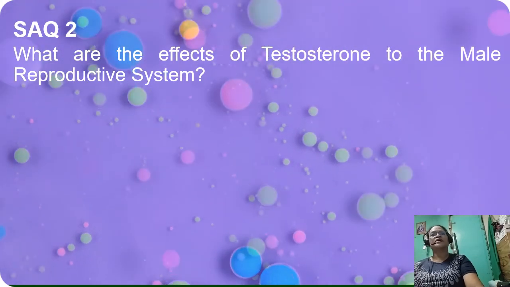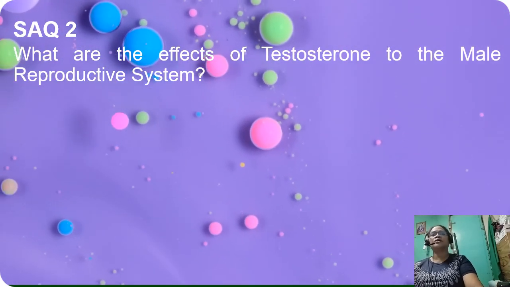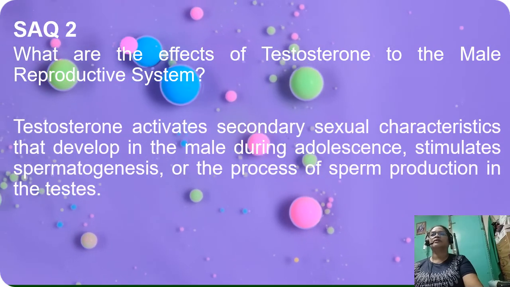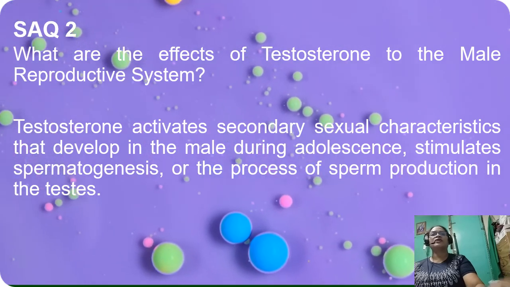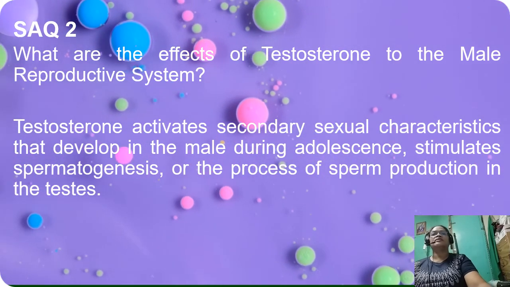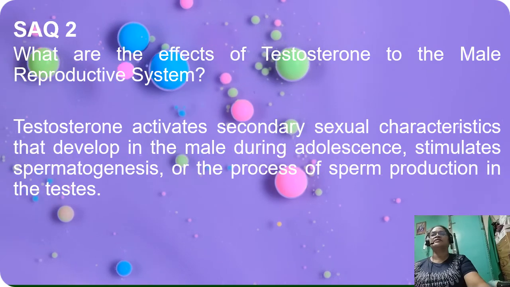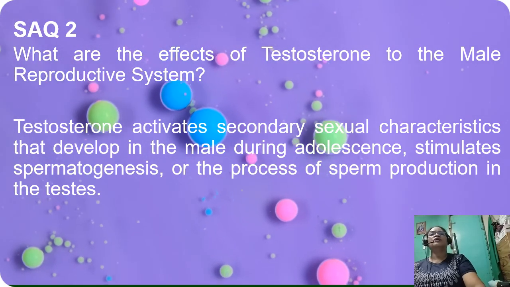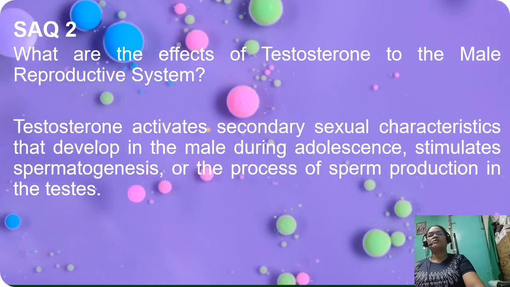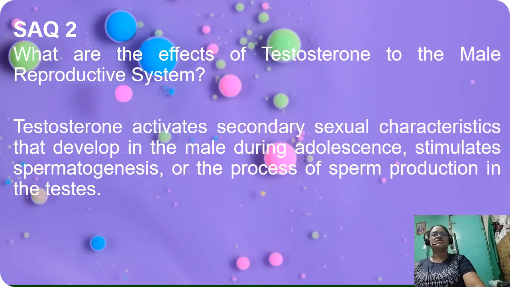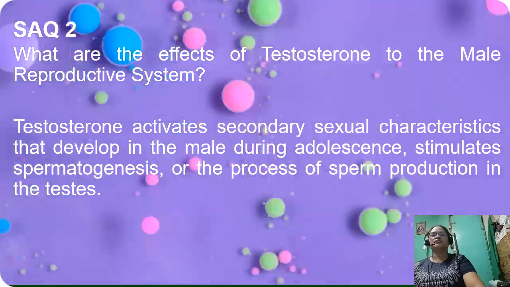What are the effects of testosterone to the male reproductive system? Very good. Your answer is testosterone activates secondary sexual characteristics that develop in the male during adolescence, and it stimulates spermatogenesis, or the process of sperm production in the testes. Very good.